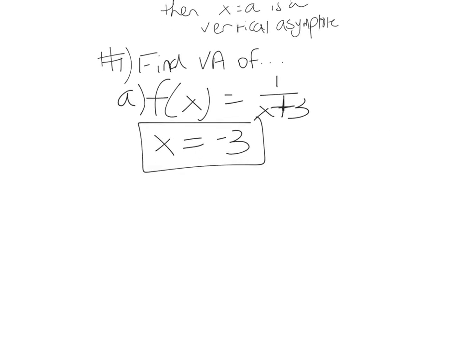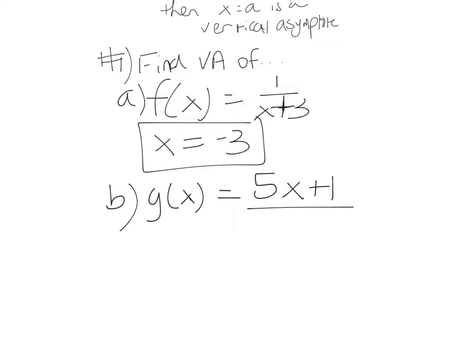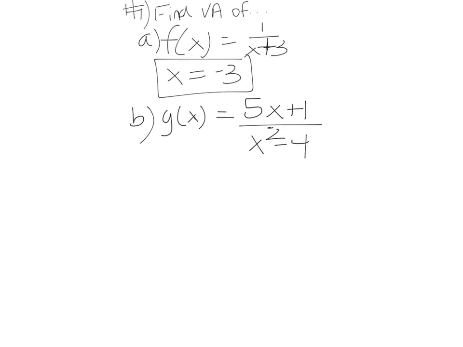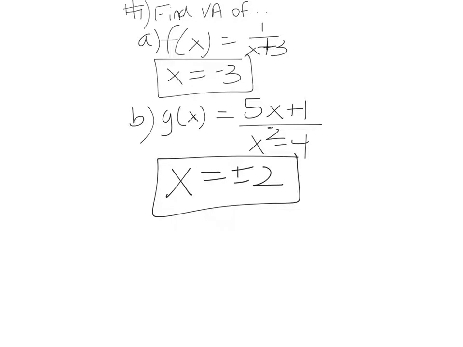Okay, letter B. g of x is equal to 5x plus 1 over x squared minus 4. Yesterday we focused on the horizontal asymptotes. Today we're doing vertical asymptotes. So what would the vertical asymptotes of this one be? Yeah, you could factor it if you need to, or just realize the zeros of the denominator would be x is equal to plus or minus 2. This one has two vertical asymptotes. One through x equals 2, the other one through x equals negative 2.